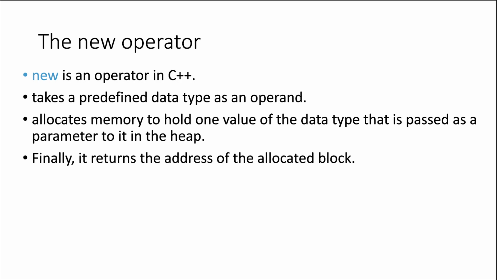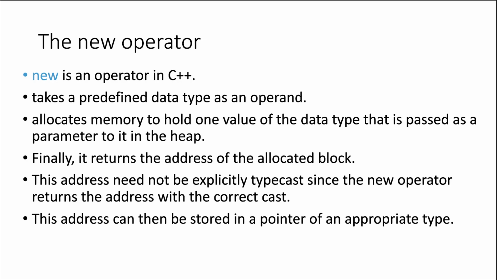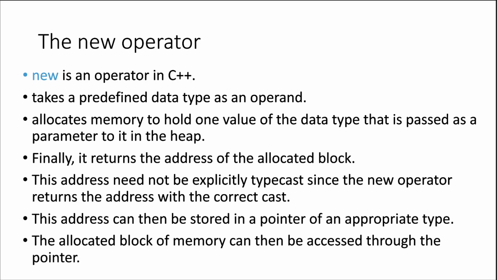Suppose you allocate 10 bytes, then it is 10 consecutive bytes, as all of us know. It's a consecutive memory chunk of 10 bytes, and the starting address of that chunk is returned as the link or as the pointer. This address need not be explicitly typecast, since the new operator returns the address with the correct typecast. So this address can then be stored in a pointer of an appropriate type. So the allocated block of memory can then be accessed through the pointer, right? Quite simple, quite clear about the new operator, what it does.